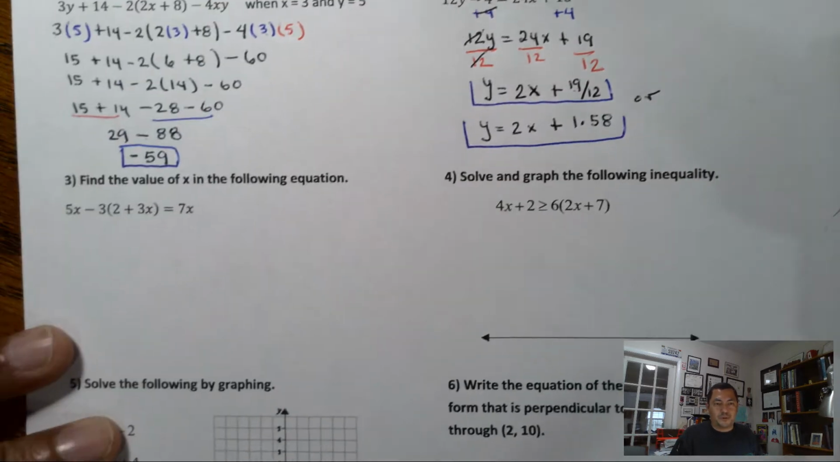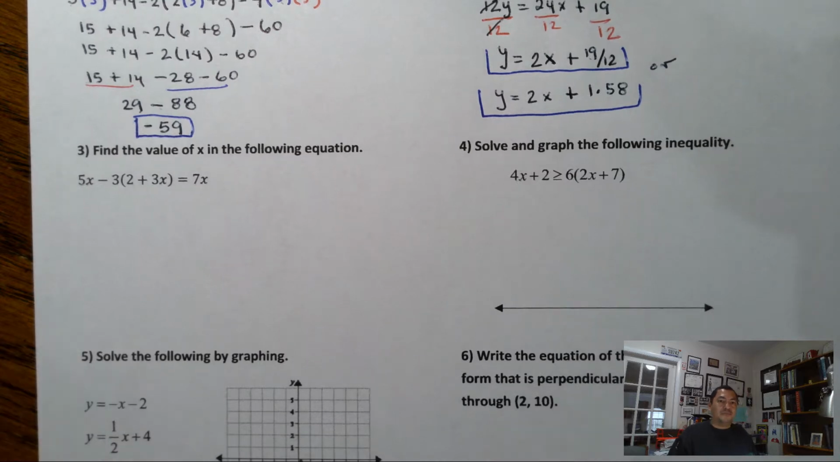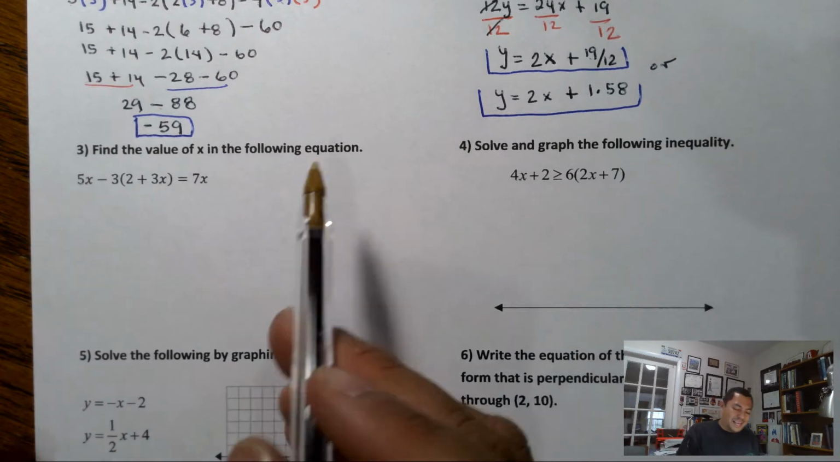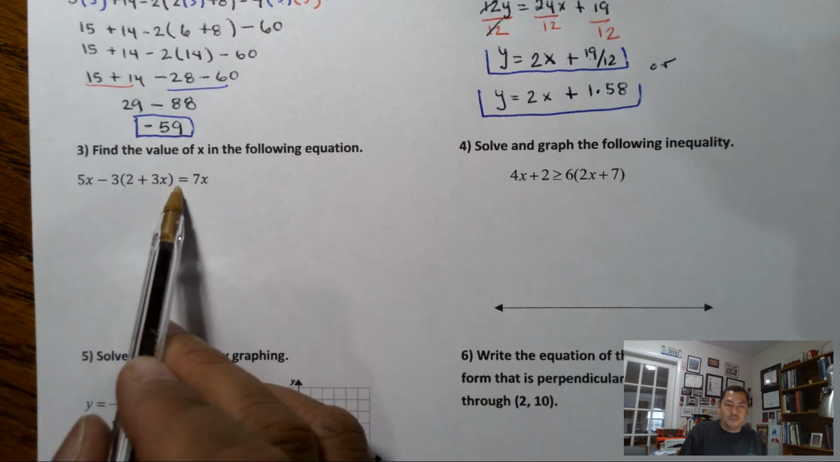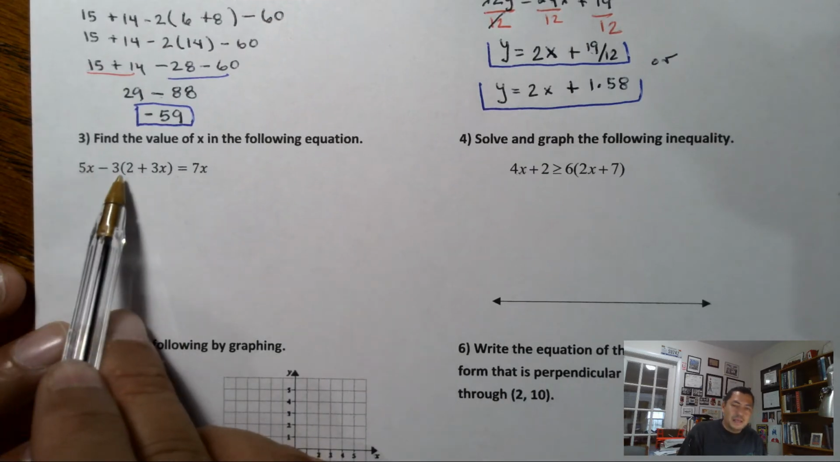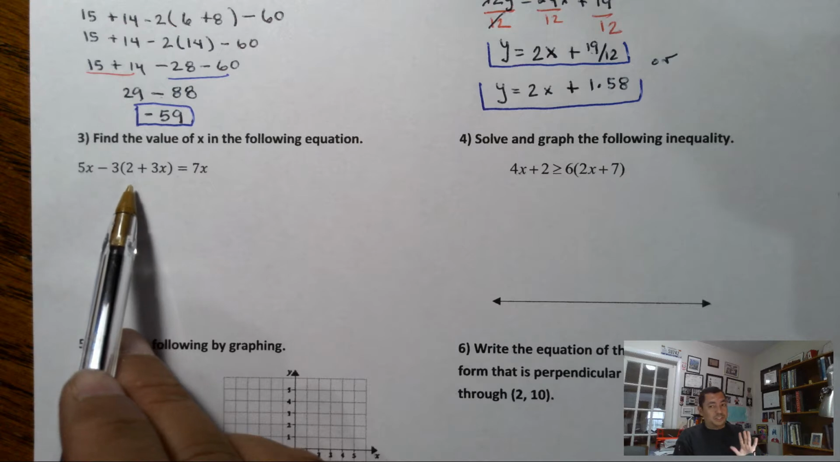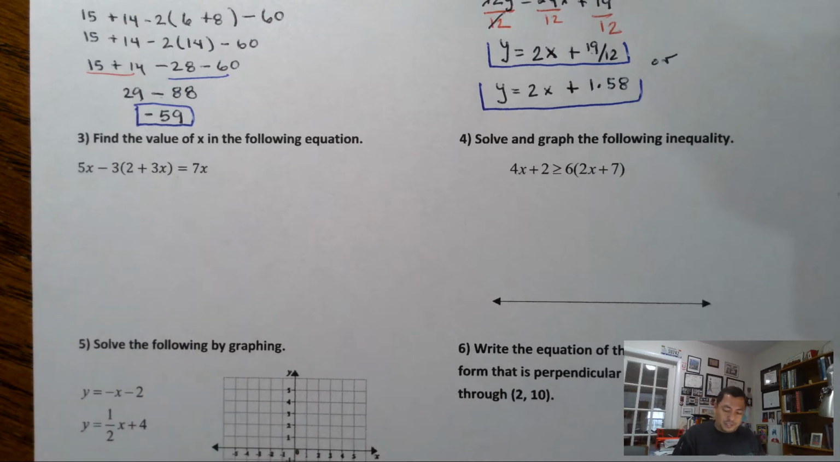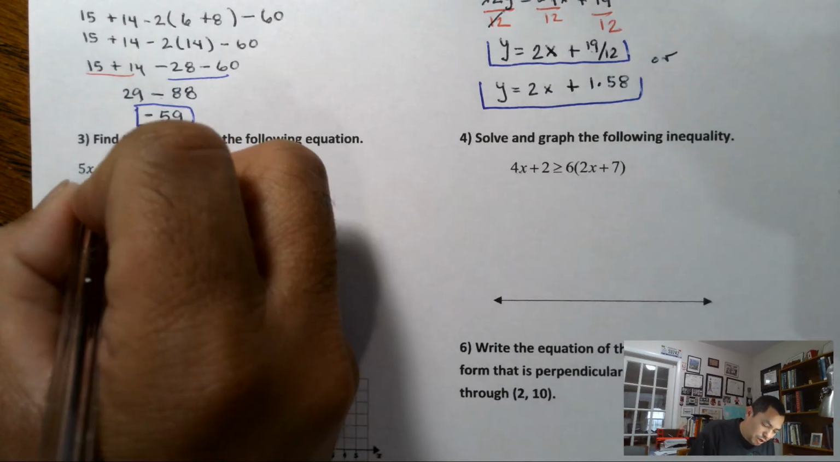Okay, let's move to problem number 3. Find the value of x in the following equation. See, we have an equal sign, same as this problem, so we're going to solve for x. I see parentheses, distributive property, number 1. There is nothing we can do. We need to start with distributive property.